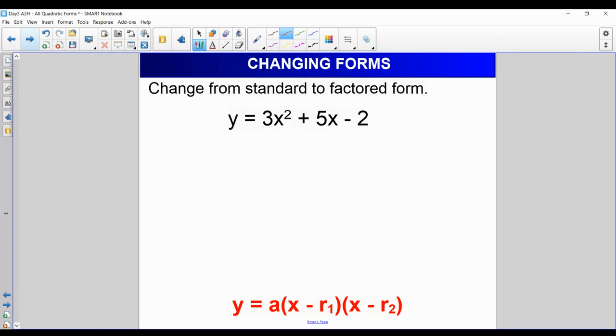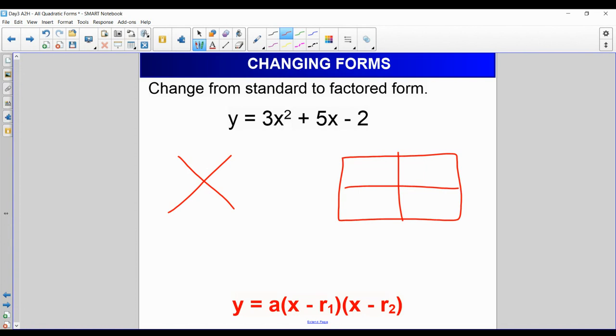Standard to factored. Well, that's what we've been working on this week. So whichever method you're using, I'm going to go with the X box. So I am saying 3 times negative 2 is negative 6. Take my term from the middle that's going to be split, put it on the bottom. So I need two numbers that multiply to be negative 6, add to be positive 5. So I'm going to have to say positive 6, negative 1.